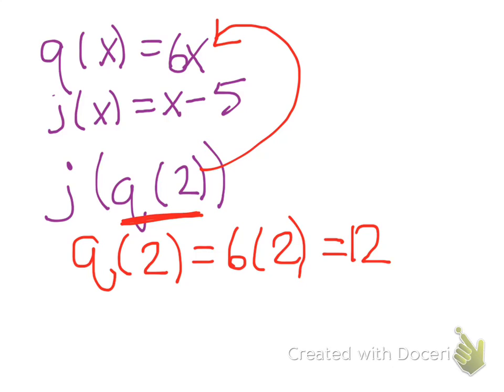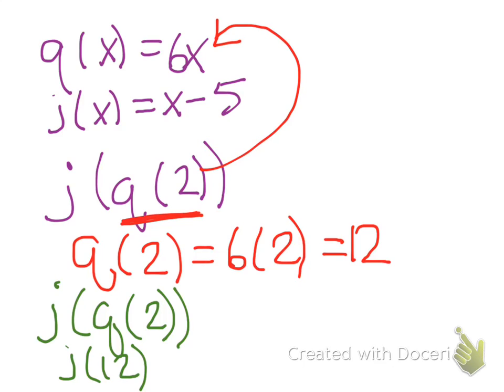However, we don't want to just know what q of 2 is. We want to know what j of q of 2 is. But q of 2 is now 12, right? So that's the same thing as plugging 12 into the j function. So it would just be 12 minus 5. So you're just working from the inside out. Which would give you what? 7. Good. If they're actually telling you what x to plug in, you just start on the inside, the innermost, and work your way out. Any questions on this?